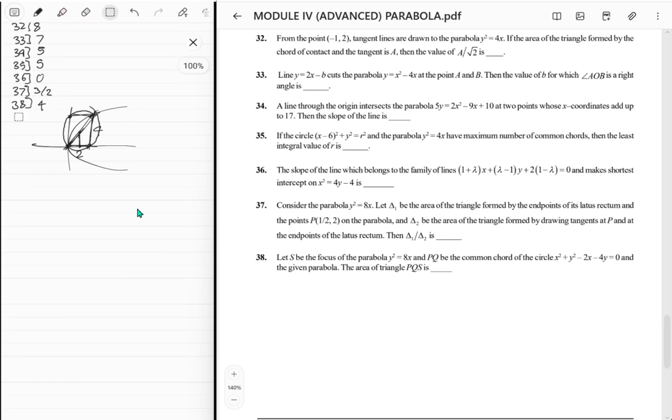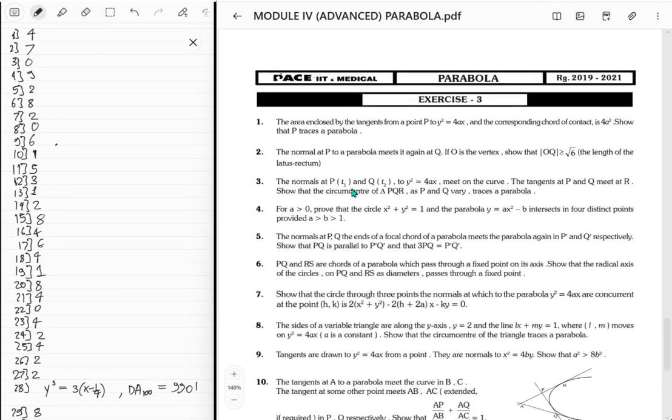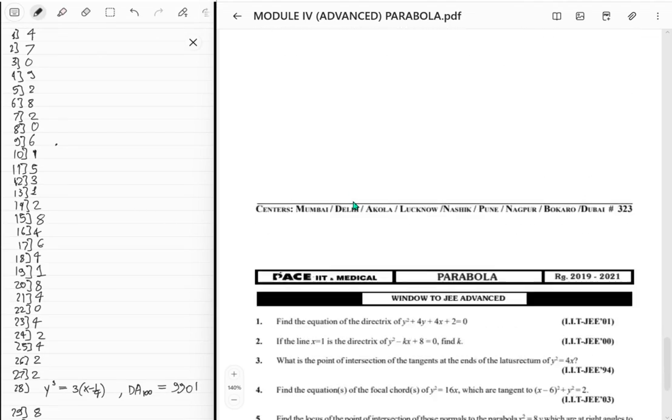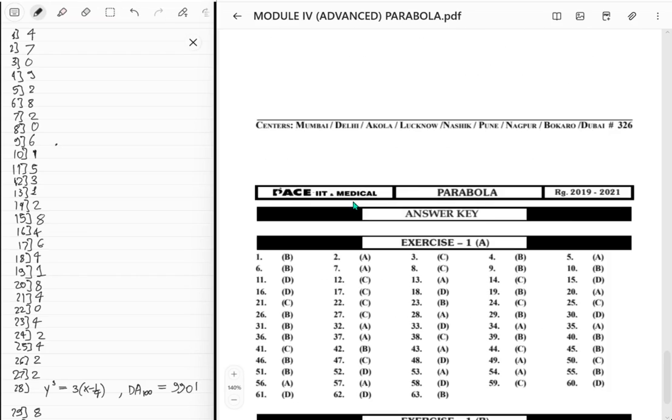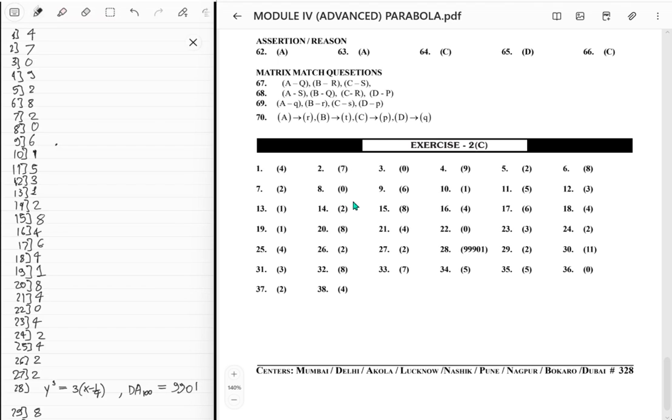Next. Oh, it's done. Yeah. So, this is it. Should I check this? I think I should. This is 2C, right? I don't know how many wrong I'll get.